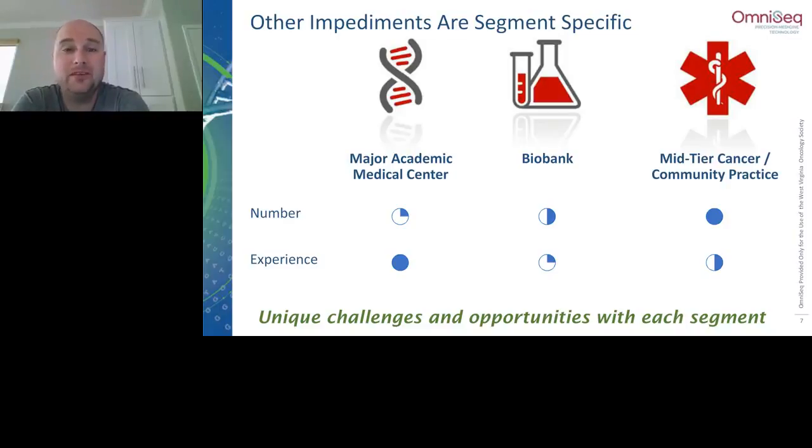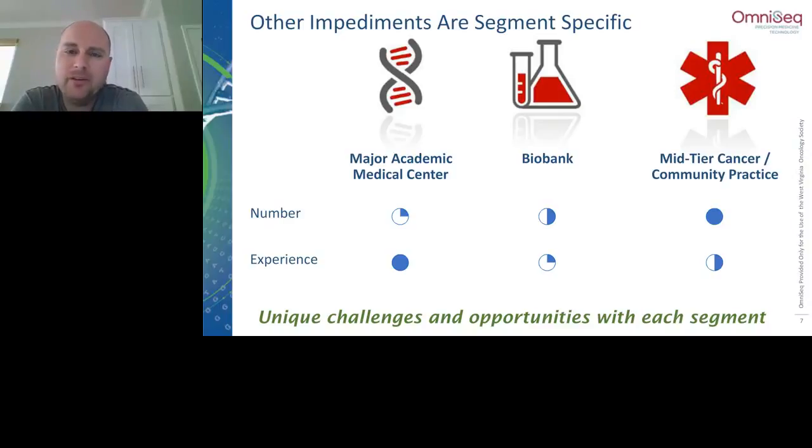for a retrospective study. And then finally, you have your mid-tier cancer institutes and your community practices. This is really the bulk of where cancer is practiced across the United States, and I would venture in other regions of the globe as well. These institutions, in terms of number, you're well into the thousands. Mid-tier cancer centers, you're probably looking somewhere in the hundreds. Community practices are well into the thousands.